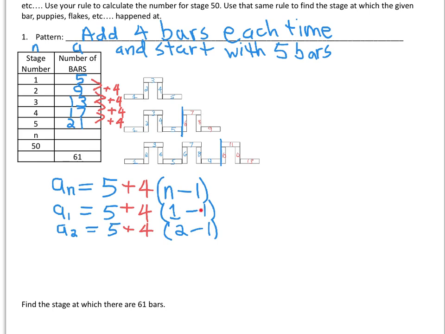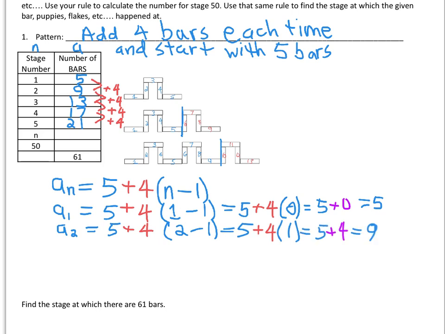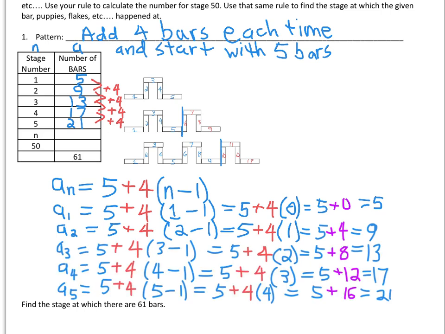And now 1 minus 1 is 0, times 4 is 0, plus 5 gives me 5. 2 minus 1 is 1, times 4 is 4, and then plus 5 is 9. And you'll see a similar idea when you plug in 3, 4, and 5 respectively for n. Notice the pattern here now.